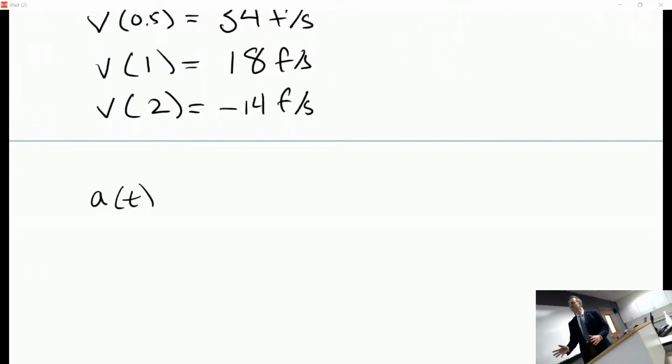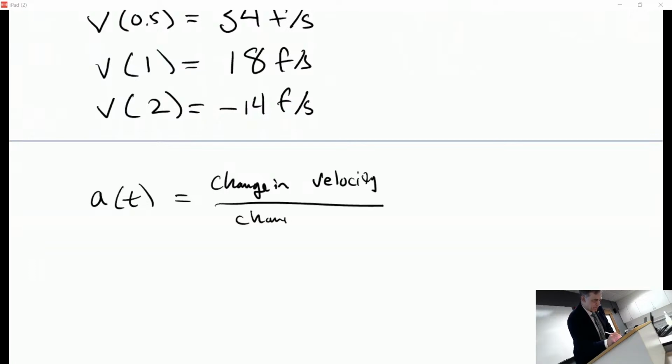But anyway, when you press the gas pedal, you accelerate. You get going faster and faster. And the way we measure acceleration is how much your velocity changes, the change in velocity over the change in time.